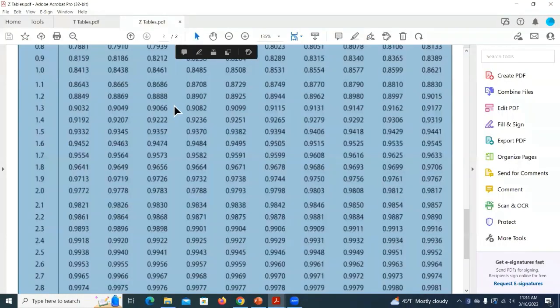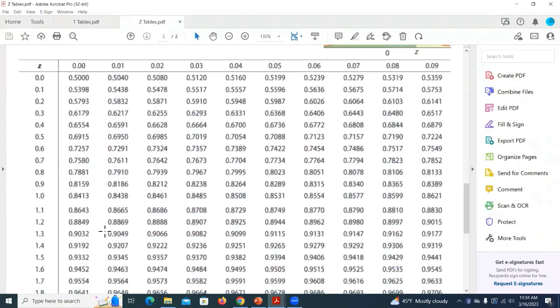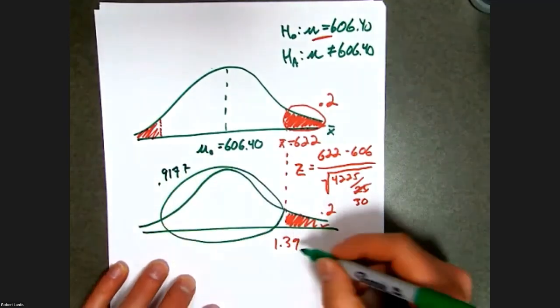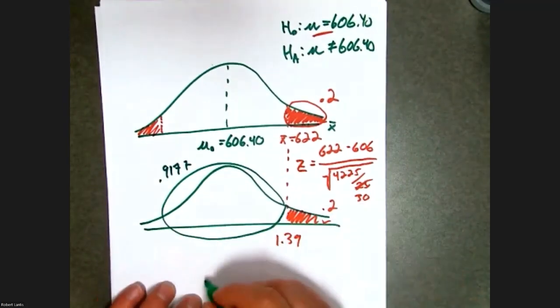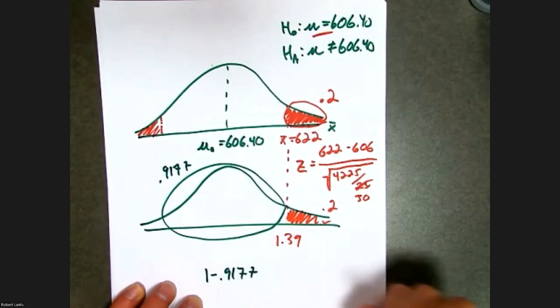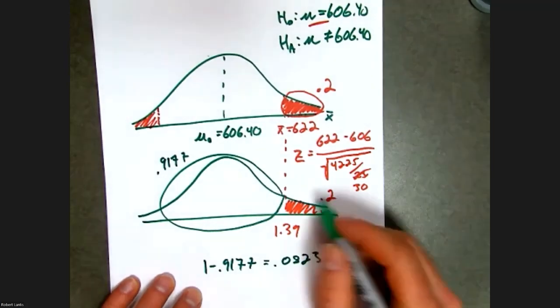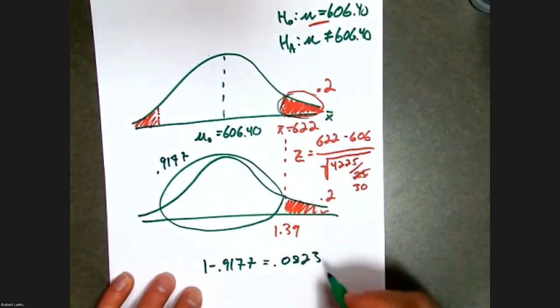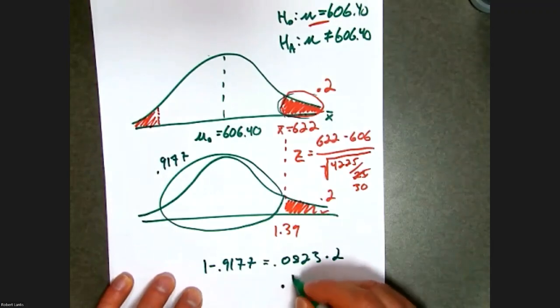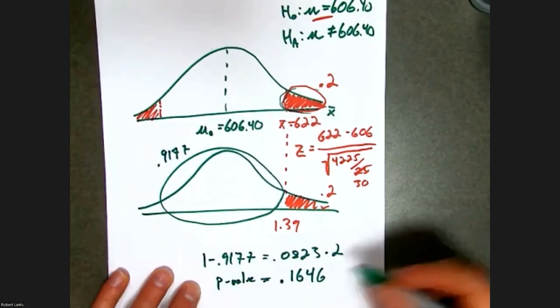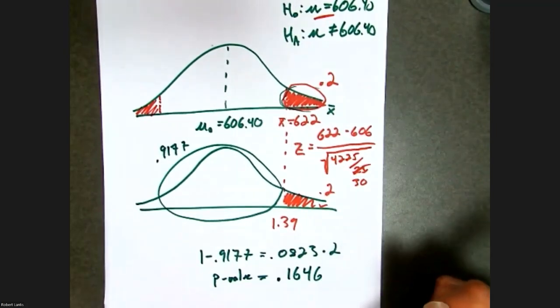so let's see, you should be able to get here. There we go. 1.39 looks like it's 0.9177. So remember, that's the area to the left of my z value. I wanted the area to the right, so I need to subtract that from 1. This is what, 0.0823, if I'm doing math in my head correct. I then have to remember that's only half of my p-value. I still need to multiply it by 2. So my p-value is that times 2, or 0.1646.